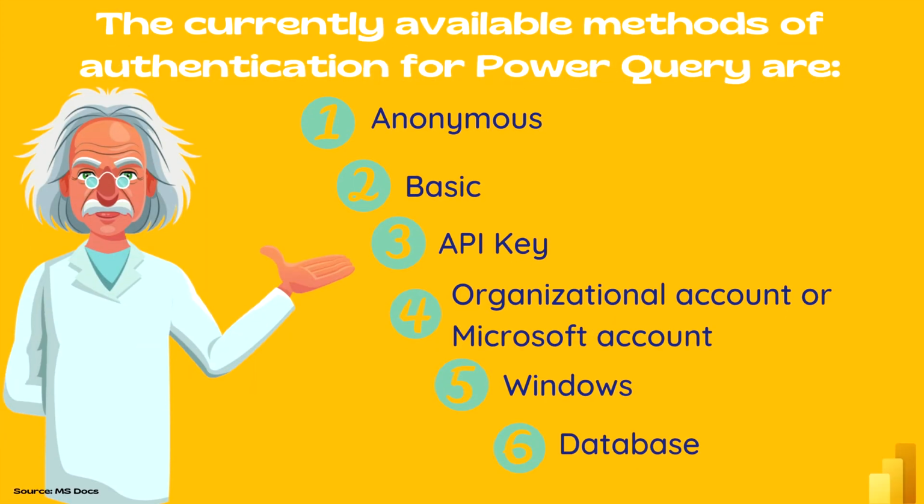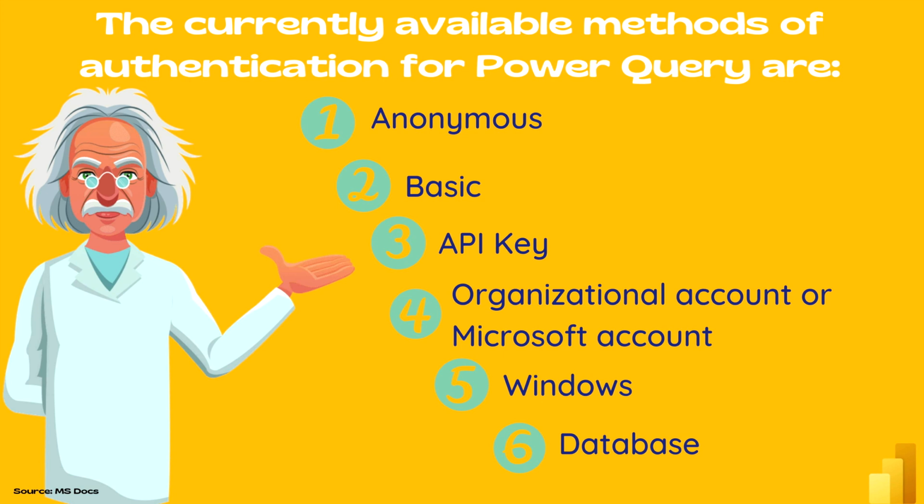The very first is anonymous. This method is commonly used when connecting to a data source that doesn't require user authentication, such as a web page or a file available over public HTTP. So if you are doing data wrangling using Power BI, or you are getting data from any source that doesn't require you to authenticate yourself, we are going to use anonymous.